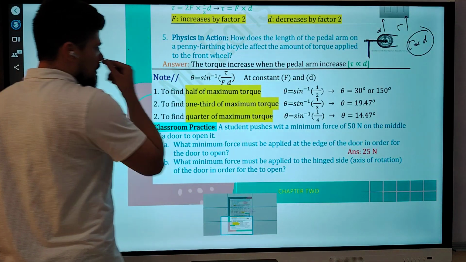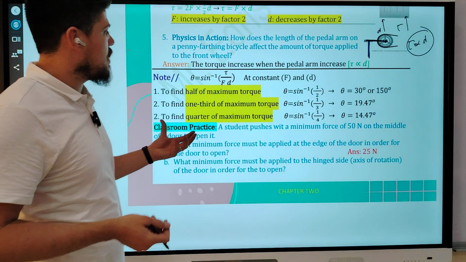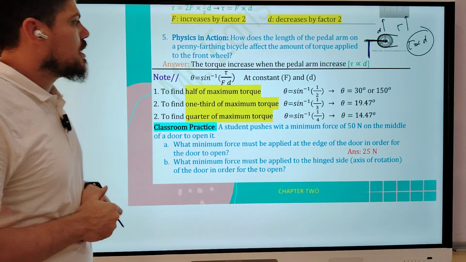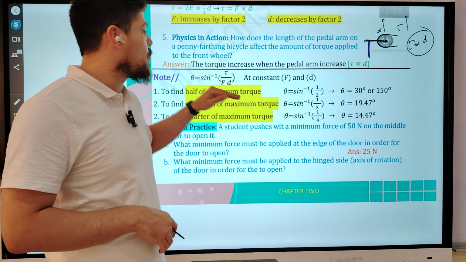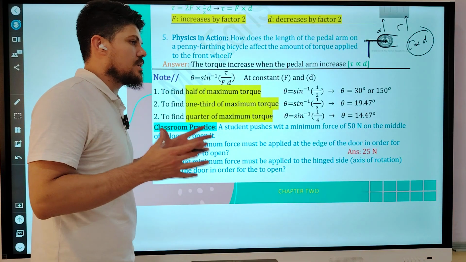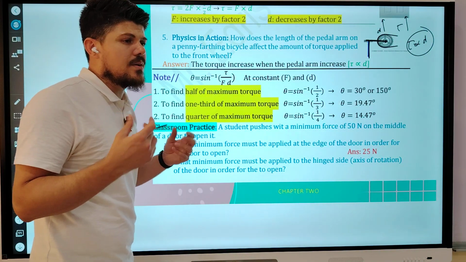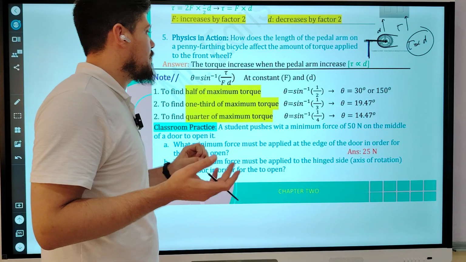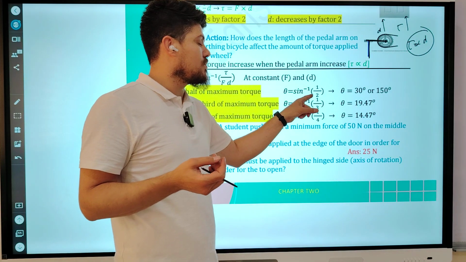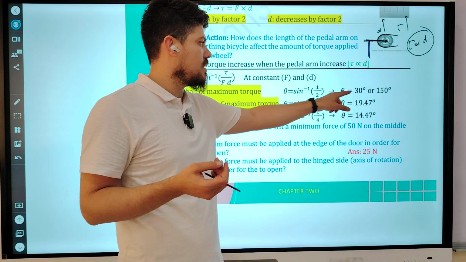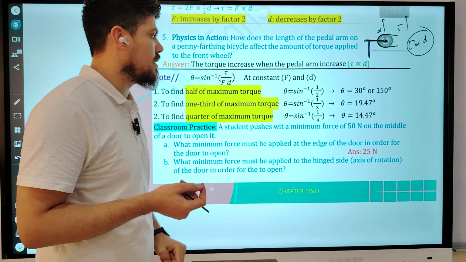To find half of the maximum value of torque, 1/3 maximum torque, or a quarter maximum torque, just write down, for example: when does torque become half of its maximum value, in which of the following angles? You have to find the sine inverse of half. It becomes 30 or 150.